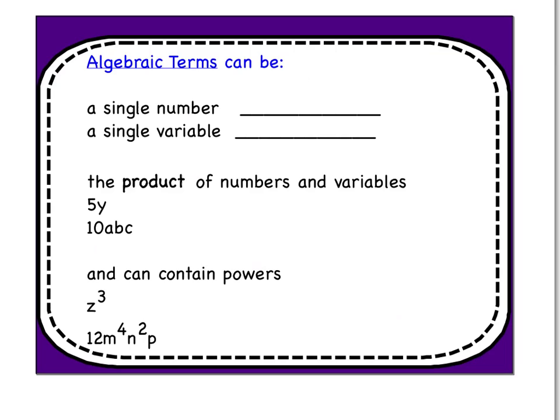Algebraic terms can be either a single number or a single variable. So an example of a single term would be 5 or x. Those would be a single term. A product of numbers and variables without any addition signs or subtraction signs is also considered a term. This is just one grouping. That would be considered one term.